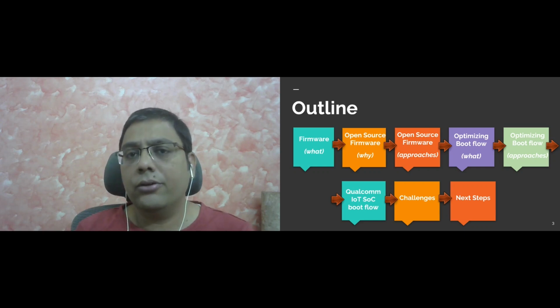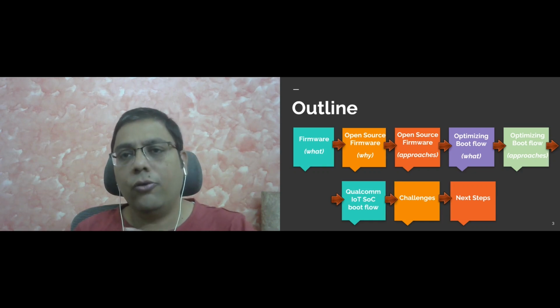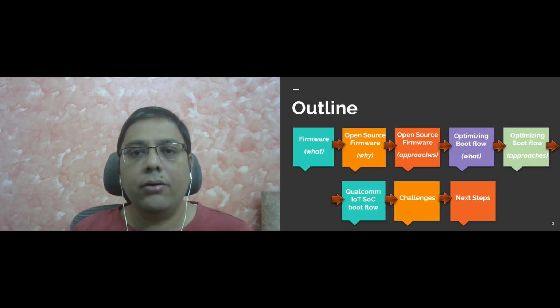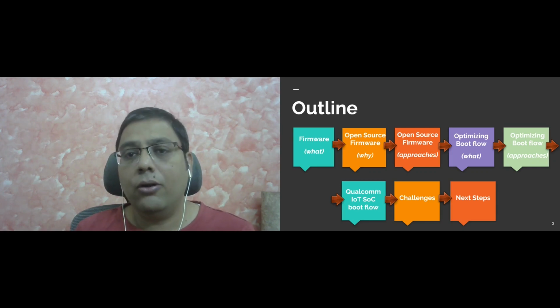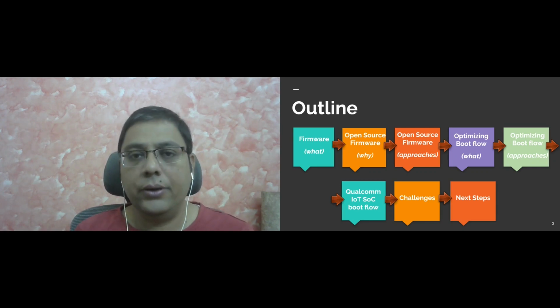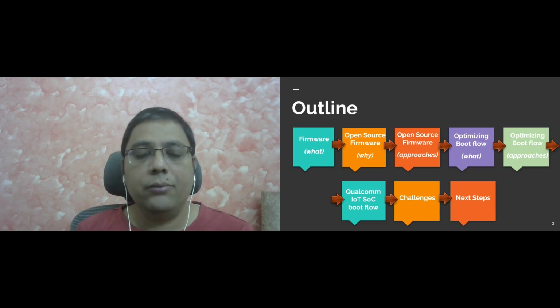Okay, so let's start with the outline. Today we are going to discuss the what of firmware, how open source firmware benefits us, and also how we can optimize the boot flow on SoCs. I'll share an example of the design approach that I used for the Qualcomm IoT SoC boot flow last year. And towards the end, we will also discuss some challenges facing us today and ponder the next steps that we can take together. Note that in this talk, I'll be mainly discussing firmware types that run on ARM core based SoCs. So let's move to the first topic.